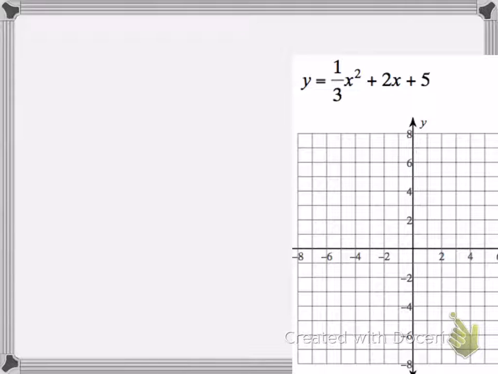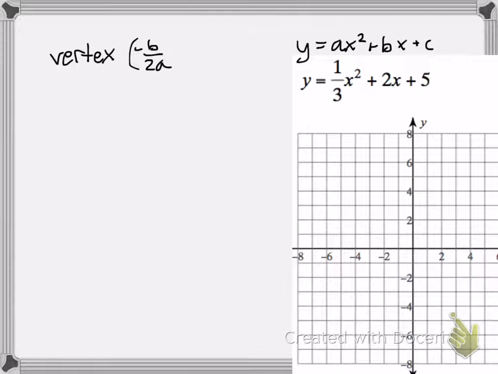Alright, here's another tutorial to help you out with graphing these parabolas in standard form, which again is our y equals ax squared plus bx plus c. So the first step when I'm graphing a parabola is I want to figure out what's my vertex. So the vertex is always negative b over 2a for my x-coordinate when we're talking about standard form.